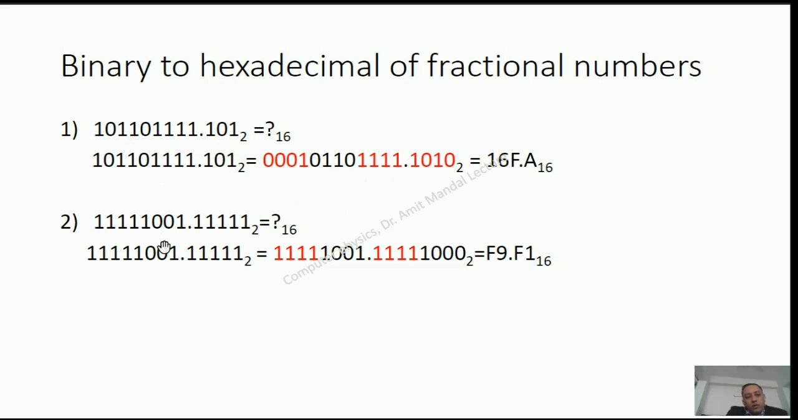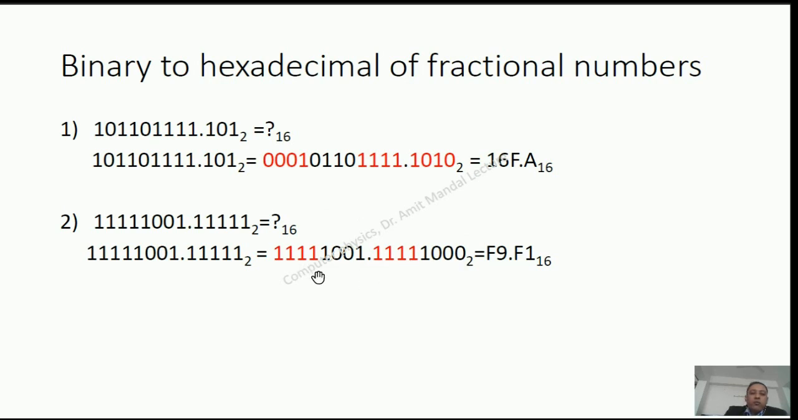One more example. The number is 11110001.11111. The total number of digits toward the left hand side of this point is 1, 2, 3, 4, 5, 6, 7, 8. So it is a multiple of 4, and we don't have to add any more zeros. Now toward the right hand side, the digits are 1, 2, 3, 4, 5. So 5 is not a multiple of 4. So we can add 3 more zeros toward the right hand side. It will become an 8 digit number, so the count will be a multiple of 4.